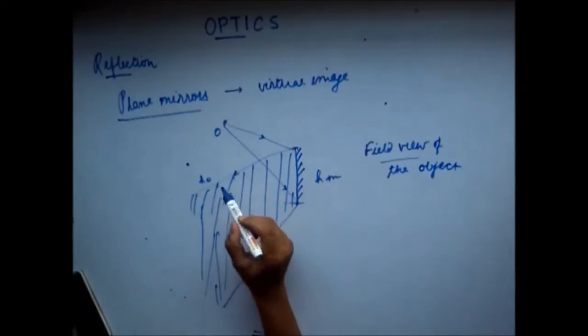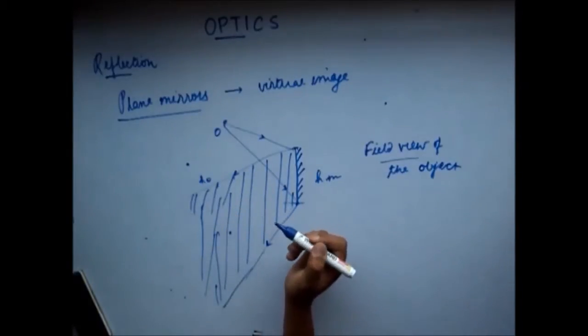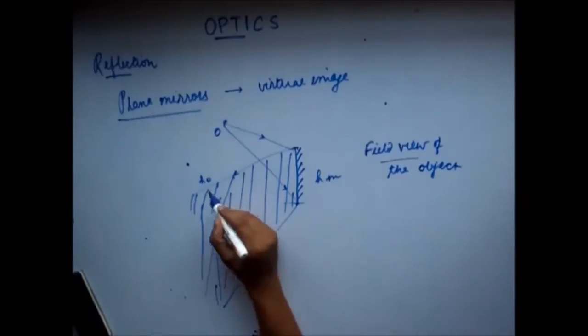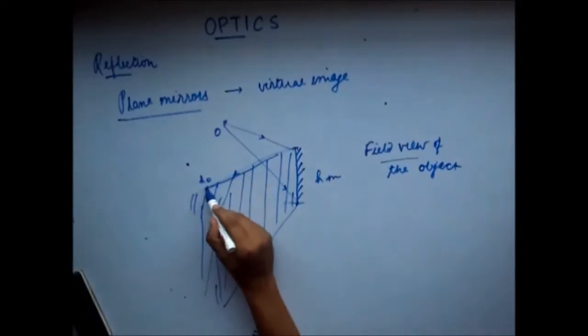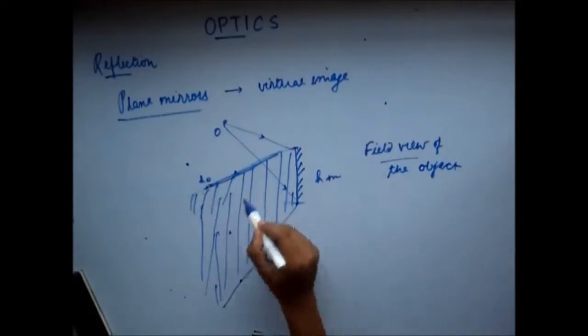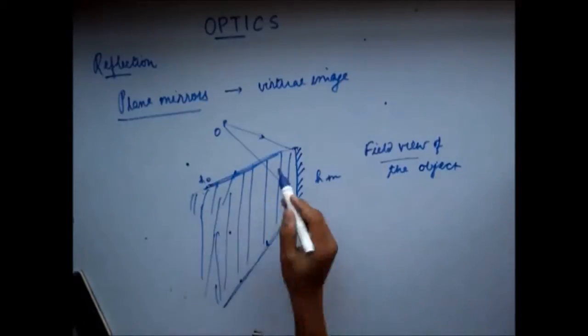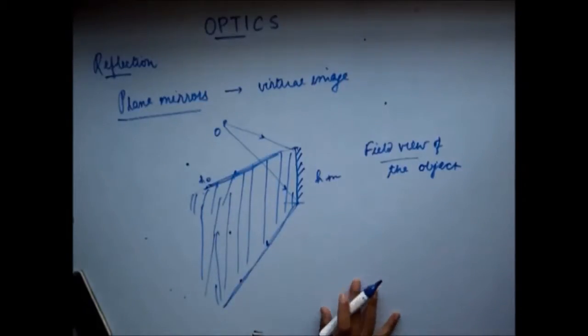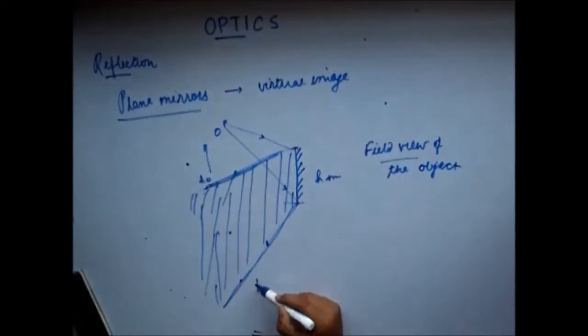The extreme positions where I can be so that I am able to see the object are on this line. If I am here, this ray will come and hit my eye. If I am here, this ray will come and hit my eye. So this and this are the extreme lines where my eye can be so that I am able to see the object. At positions beyond these, I won't be able to see the object. So basically these are the concepts which we need to know in case of plane mirrors.